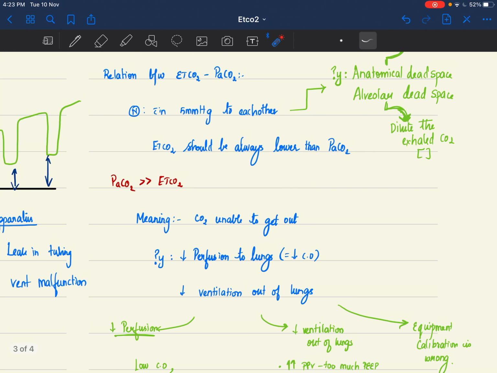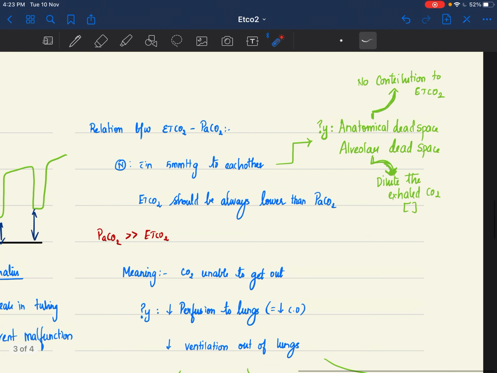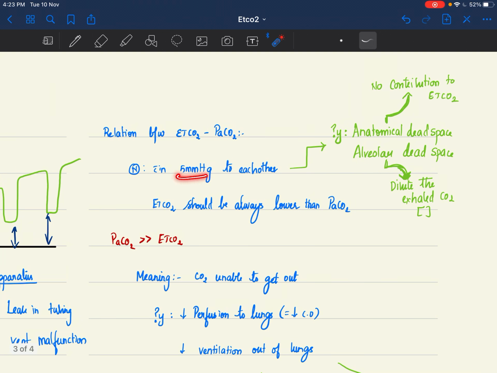What's the relationship between your PaCO2 and EtCO2? The ideal situation is where both are equal, but we never have an ideal situation, right? It's usually within 5 mm of mercury to each other. The reason being alveolar dead space. This alveolar dead space will actually dilute the exhaled carbon dioxide. That is why EtCO2 might be slightly less than your PaCO2, but never high. So you consider EtCO2 as normal in relation to your PaCO2 if it is within 5 mm of mercury, and it should be less than PaCO2.